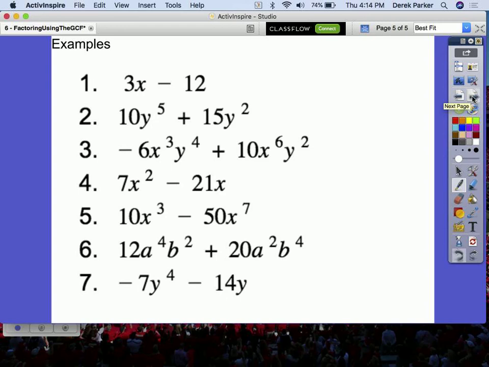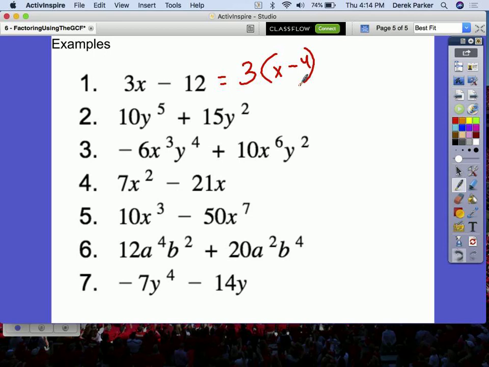Number 1, 3x minus 12. The greatest common factor is 3. They do not have an x in common. So the 3 is being taken out, and it goes on the outside of the parenthesis, because 3x divided by 3 is x, and negative 12 divided by 3 is negative 4. So I get 3 parentheses, x minus 4.